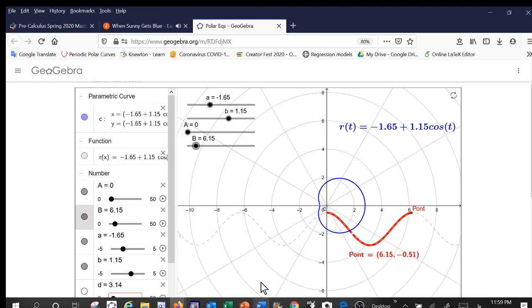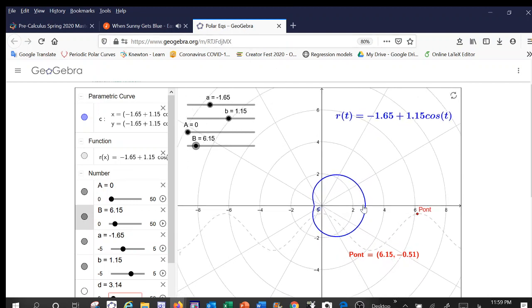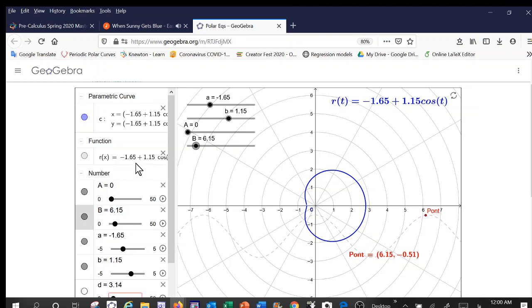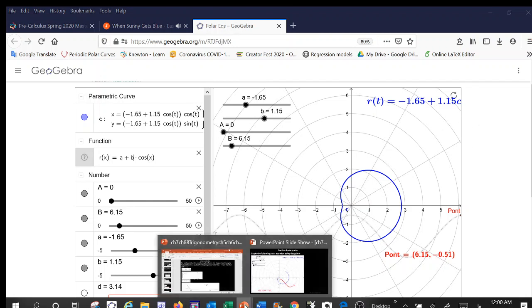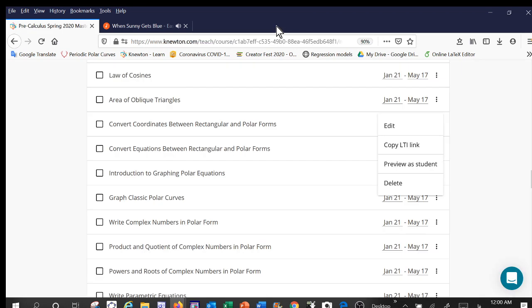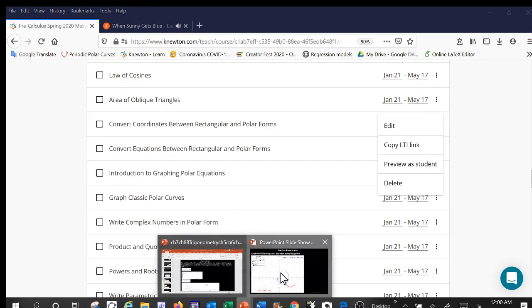And this is in the notes. You can play with it. If you download it on your computer, you can actually change the equation here. I can change this to something else, you see? I just wanted to show you the connection here. So let me move on.